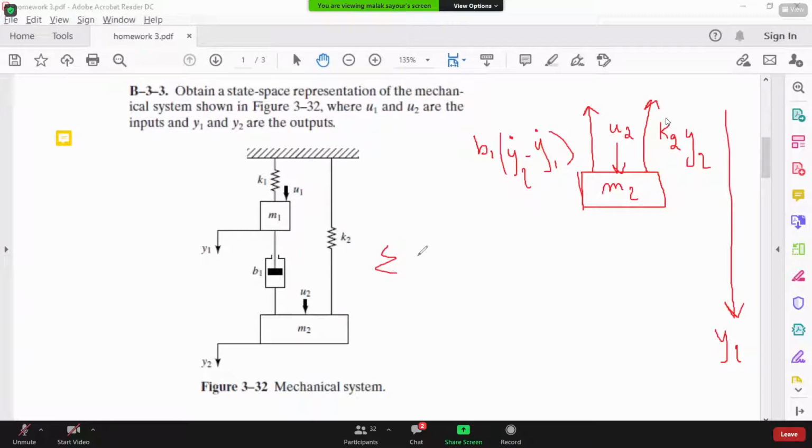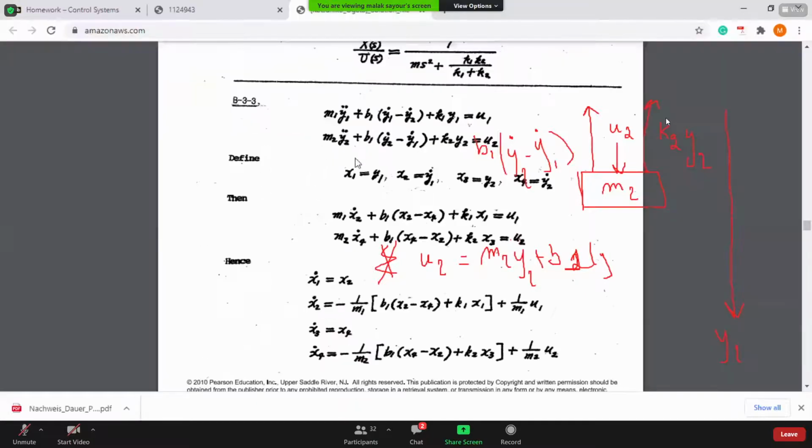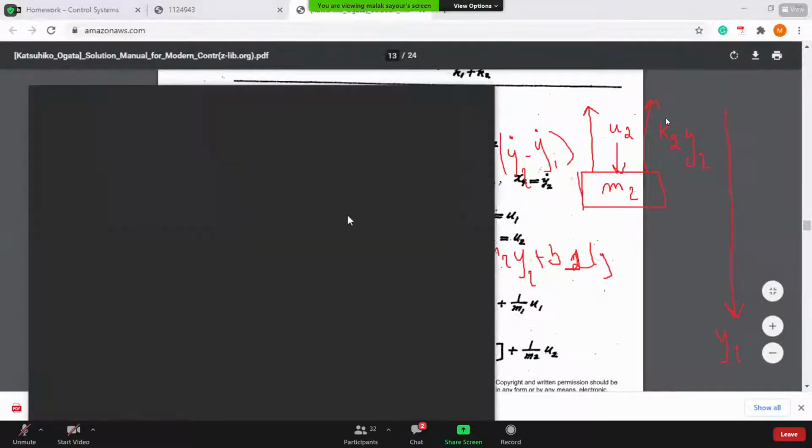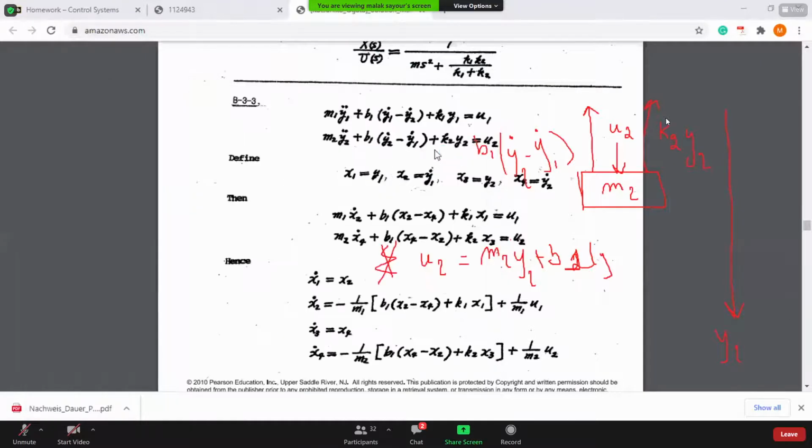So the summation of the forces, we have U2. U2 equals the sum of these forces. Yes, exactly. So it will be equal to M2 Y2 double dot plus B1, I'm sorry, B1 times (Y2 dot minus Y1 dot), and you get it. So the final answer will be equal to this. I will copy it and put it there to continue from here.